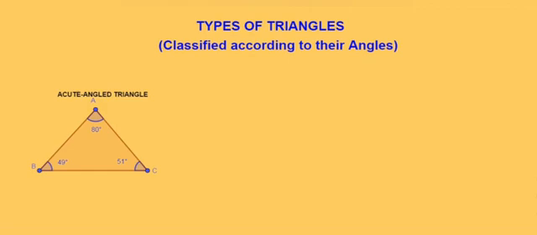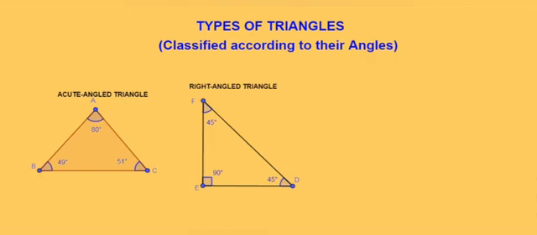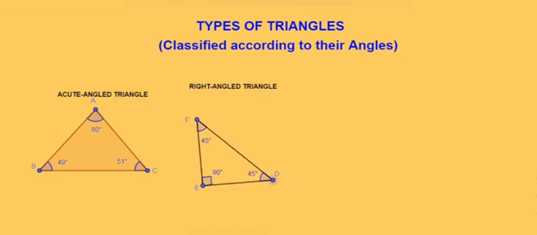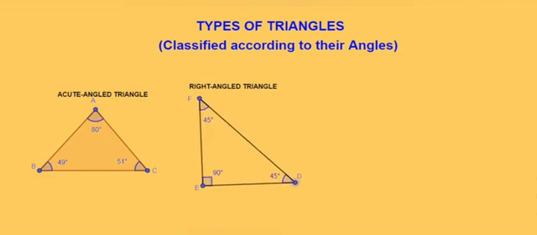Okay, next let us see another triangle. Here one angle is 90 degrees, 45 degrees, 45 degrees. So if one angle is 90 degrees, then we can call it a right angled triangle. If one angle of a triangle is 90 degrees, then we can say they are right angled triangles.